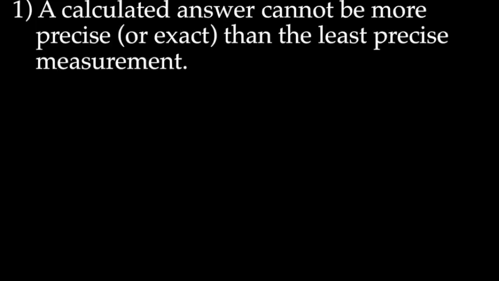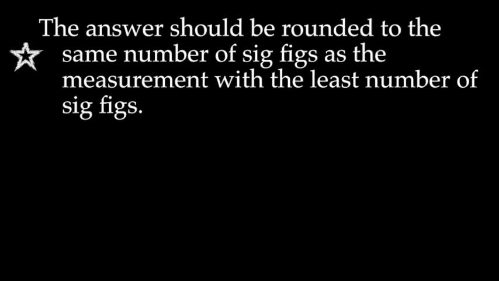A calculated answer cannot be more precise or exact than the least precise measurement. A calculated answer is simply a number obtained by doing a mathematical calculation, multiplying, dividing, subtracting, adding, numbers coming from measurements. So the answer cannot be more precise. You cannot have more confidence. The answer cannot have more significant figures than the original measurements. So we have some rules to follow to ensure that our answer does not have more significant figures than the measurements themselves.